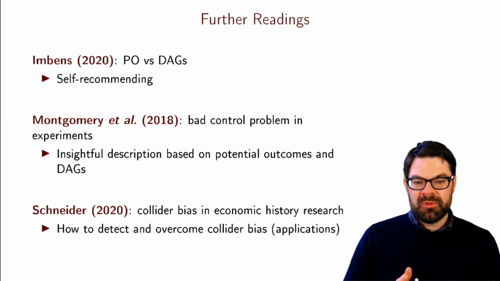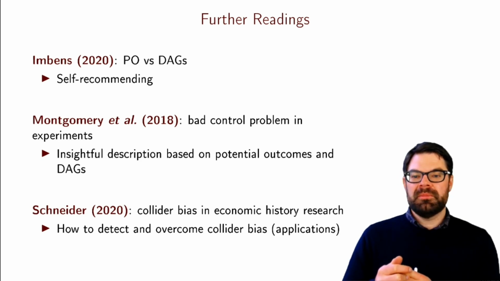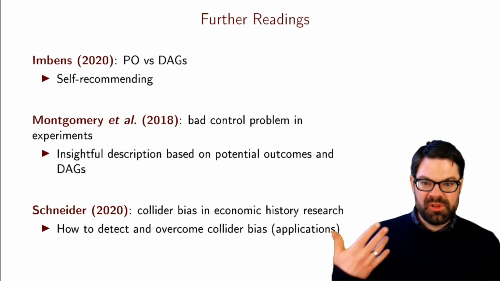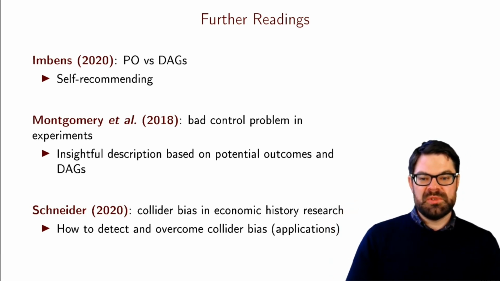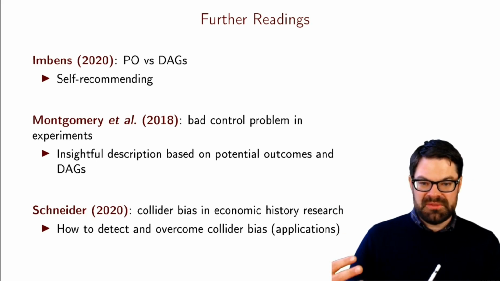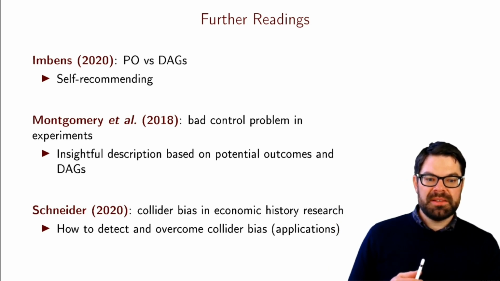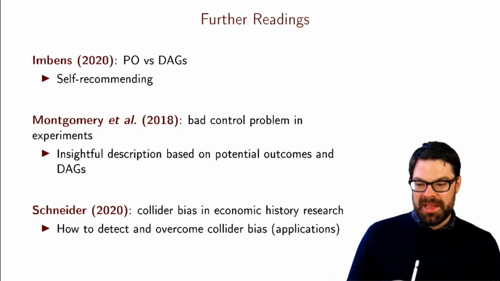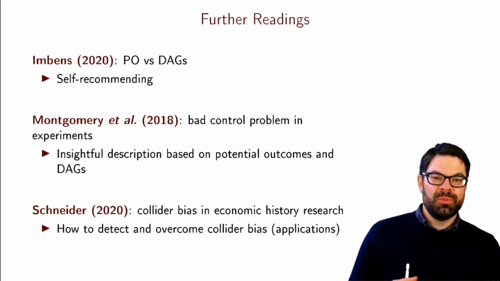Then Montgomery et al. have a very nice paper on bad control problems in experiments, mainly addressed at political scientists. So they use a lot of examples from field experiments in political science and what can go wrong if there are bad control problems. And the writing is very accessible, so I can highly recommend that. And I already mentioned Schneider's paper on collider bias in economic history research, which shows you very well that collider bias is real, and you can find it in more applications than you would actually think.